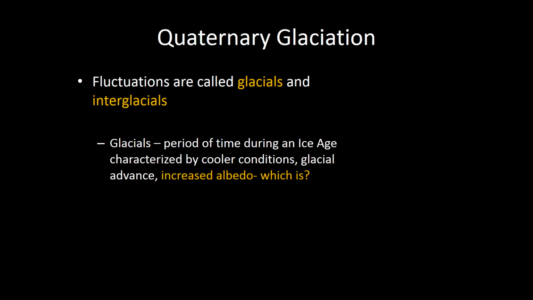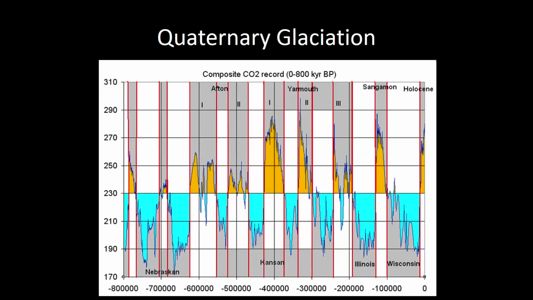All right, so fluctuations are called glacials and interglacials. Glacial periods are during the actual glacier conditions, cooler conditions. They are marked by lots of glaciers and an increased albedo. That is going to come up again. You need to remember what albedo is. Now, albedo is the reflection of sunlight off a particular surface. Ice has a very high albedo, meaning it reflects almost everything. It doesn't absorb sunlight. All right. Interglacials are those times where we don't have a whole lot of glaciers.